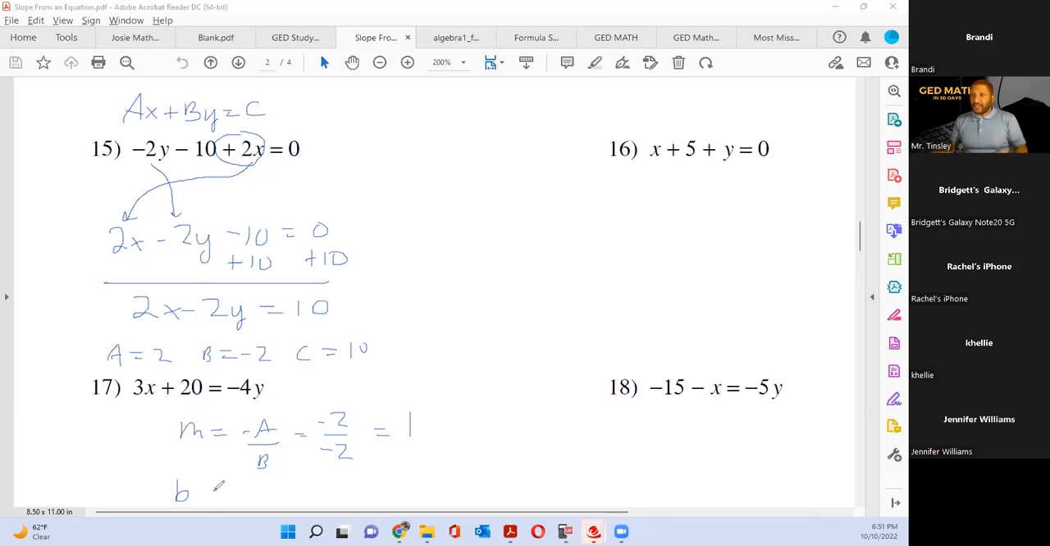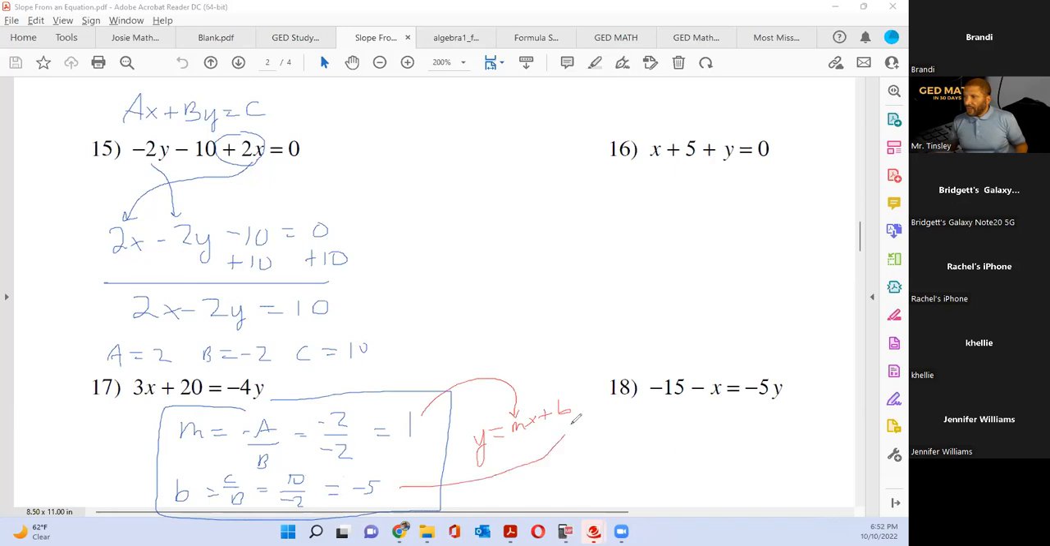Y-intercept, lowercase b, is C over B. My C is 10, my B is -2. 10 divided by -2 is -5. So my slope is 1, my y-intercept is -5. If I wanted to write this in slope-intercept form, which is y equals mx plus b, I'm just substituting. 1 there, -5 there. y equals 1x minus 5. Do I need that 1 in front of the x? No. y equals x minus 5. That's all you need to do.